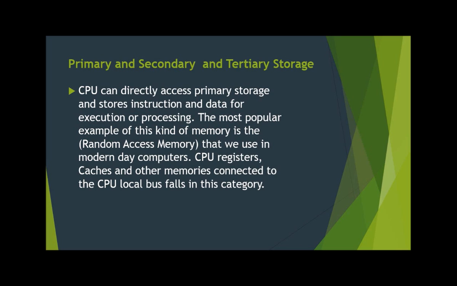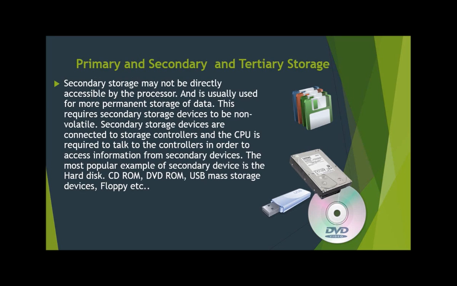Usually primary storage devices are considered to be directly connected to the processor. But in reality, modern computers employ components like the virtual memory manager, DRAM controllers, etc. in between the processor and the memory, but the notion of direct connection is still valid since these components are transparent to the processor. Volatile memories are usually used as primary storage. On the contrary, secondary storage may not be directly accessible by the processor, and is usually used for more permanent storage of data. This requires secondary storage devices to be non-volatile. Secondary storage devices are connected to storage controllers, and the CPU is required to talk to the controllers in order to access information from secondary devices.